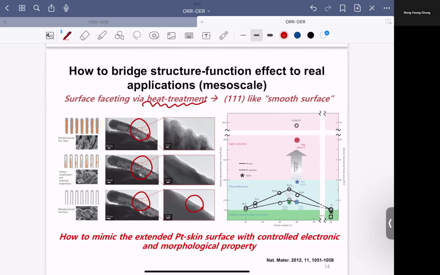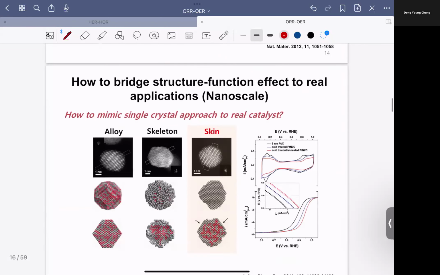Especially for the 111, a smoothing effect can be observed when you anneal the sample in the reductive condition, right? So you can mimic the 111-like smoothed surface at the meso or macro scale by just annealing at high temperature, right? So this is one idea for how to mimic the single crystal structure.